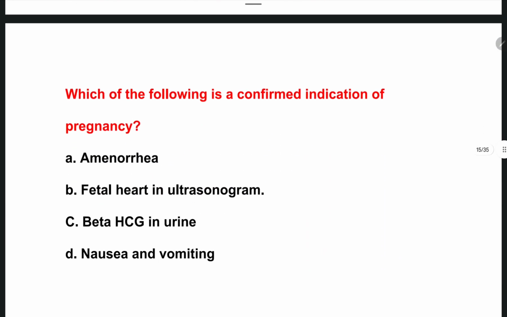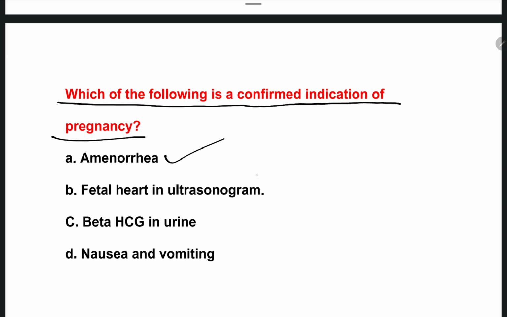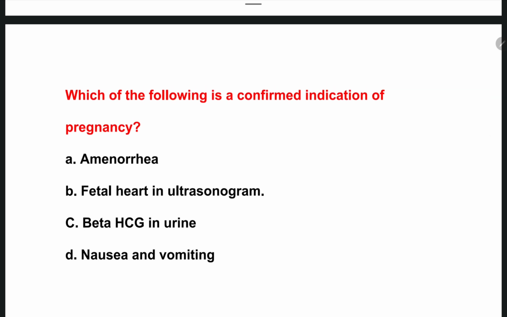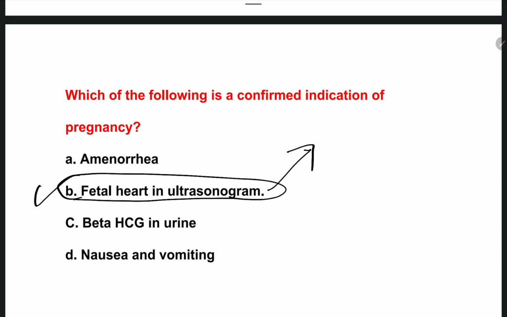The next one is, which of the following is a confirmatory indication of pregnancy? Options are amenorrhea, fetal heart in ultrasonogram, beta HCG in the urine, nausea and vomiting. The right one is option B, the fetal heart in the ultrasonography, which will give a confirmatory diagnostic method for the pregnancy.